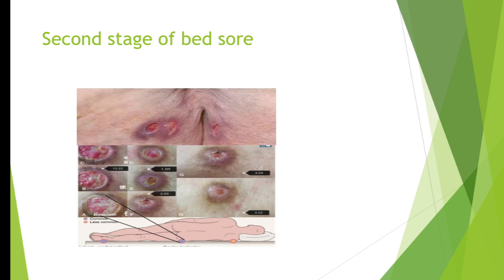This is the second type of bed sore ulcer. The same procedure we have to follow as in the first stage of bed sore ulcer: prevent the patient from any type of infection over there, and change the position every 2 hours.